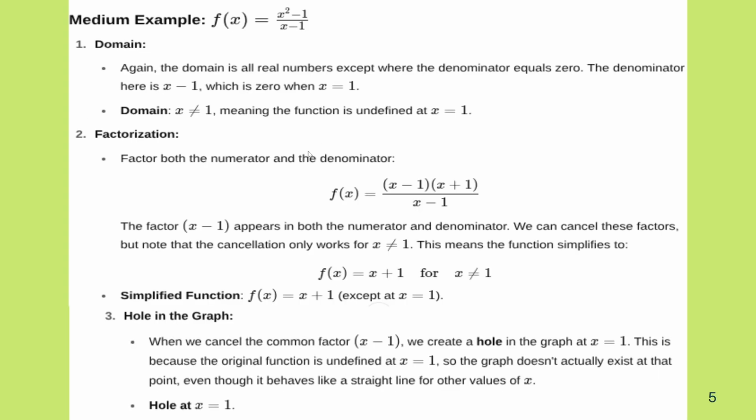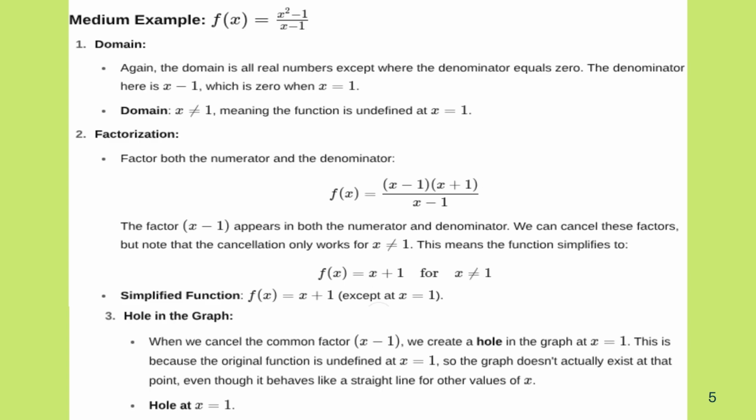Now we're going to do a little bit more of a challenging example. We have x squared minus 1 over x minus 1. Again, the domain is all real numbers except for where the denominator equals 0. The denominator in this example is x minus 1, so to find when the denominator is 0, all you have to do is plug in a 1 to cancel out the negative 1. For every question regarding this, what you have to do is factorize both the numerator and the denominator.